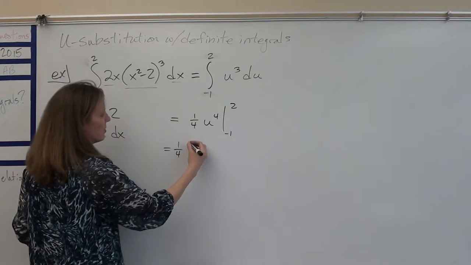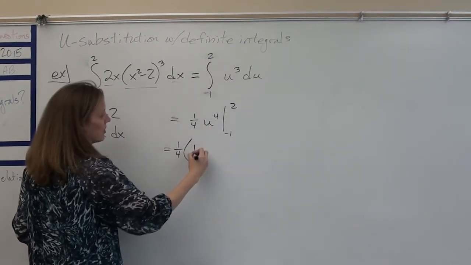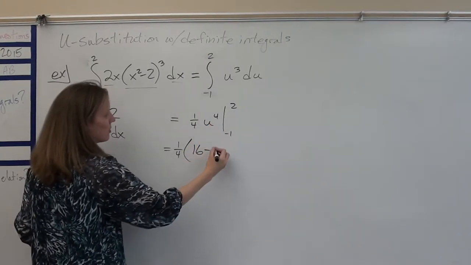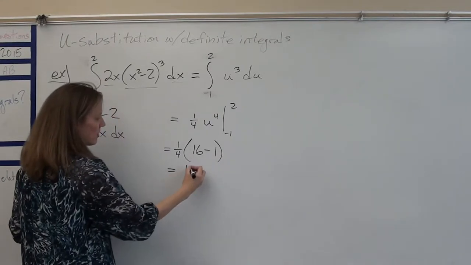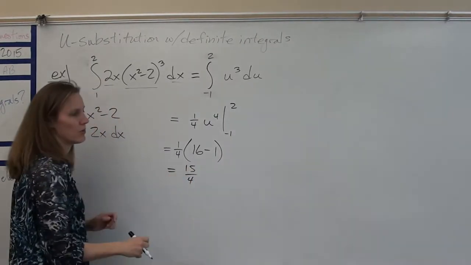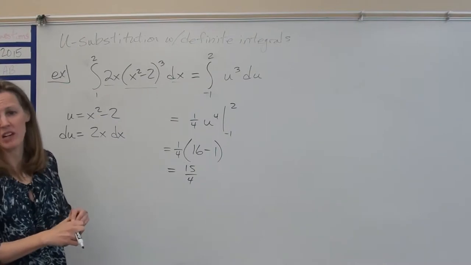So we have 1/4 times 2 to the 4th minus negative 1 to the 4th, so we end up with 15/4. And you're done.